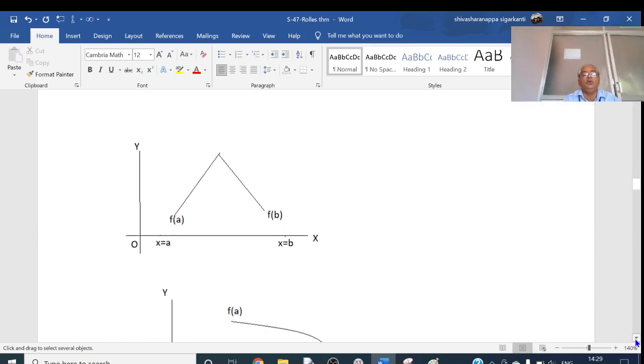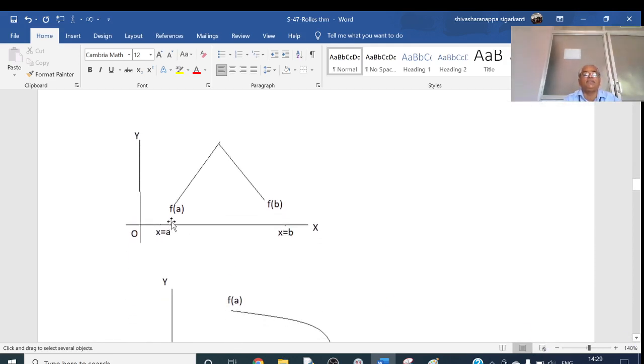And consider one more figure here. This is x equal to a, this is x equal to b, and this is the curve f of x. It looks like f of x is continuous from a to b. But at this point, see this is the point here, the function is not differentiable. So that means this is not satisfying the conditions of Rolle's theorem.